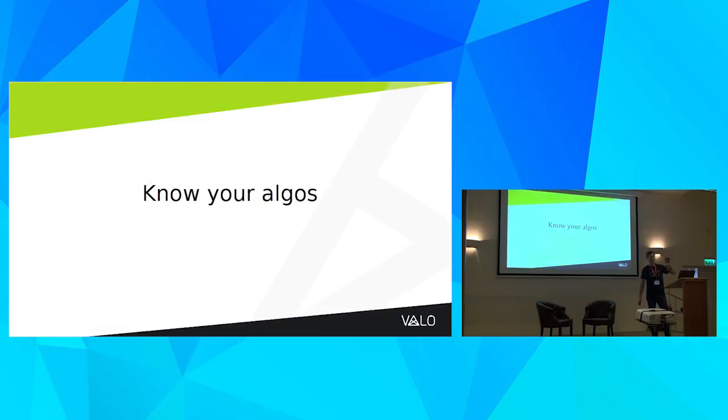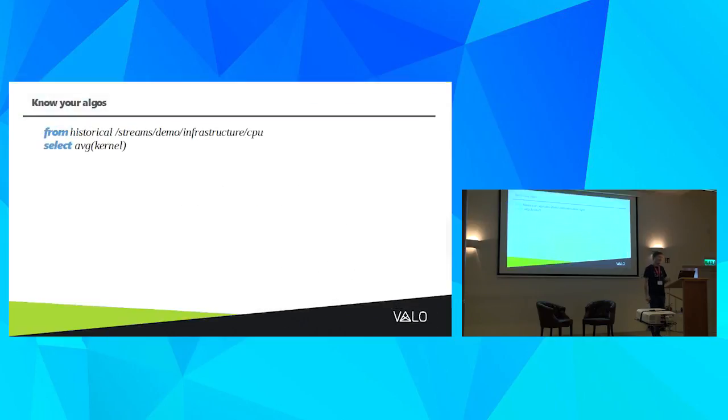Now, when you've got your cluster in place and your data distribution in place, you then need to look at your algos. In Valo, this is a very simple query where we just calculate the average of the kernel metrics from a CPU stream, and we're running this historically.